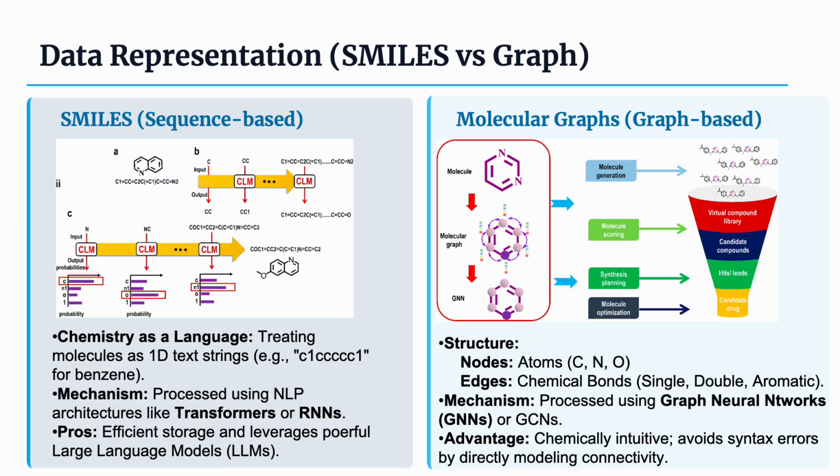Of course, how we represent data matters. On the left, we have the SMILES string, which, while efficient for the transformer, is fragile. One wrong character breaks the molecule. On the right, as shown in Figure 5, we have a molecular graph. This is a more natural representation, using nodes for atoms and edges for bonds. Using a graph neural network allows us to avoid syntax errors and model the topology directly.